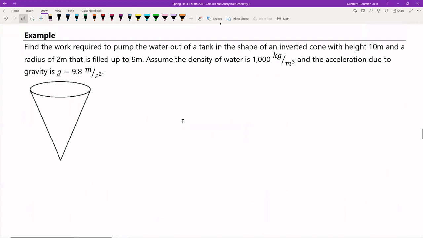Suppose we want to find the work required to pump out the water of a tank that's in the shape of an inverted cone with height 10 meters and a radius of 2 meters, and it's filled up to 9 meters. I'm filling up this cone up to 9 meters tall. We're going to assume that the water has a density of 1,000 kilograms per meter cubed, and the acceleration due to gravity is 9.8 meters per second squared.